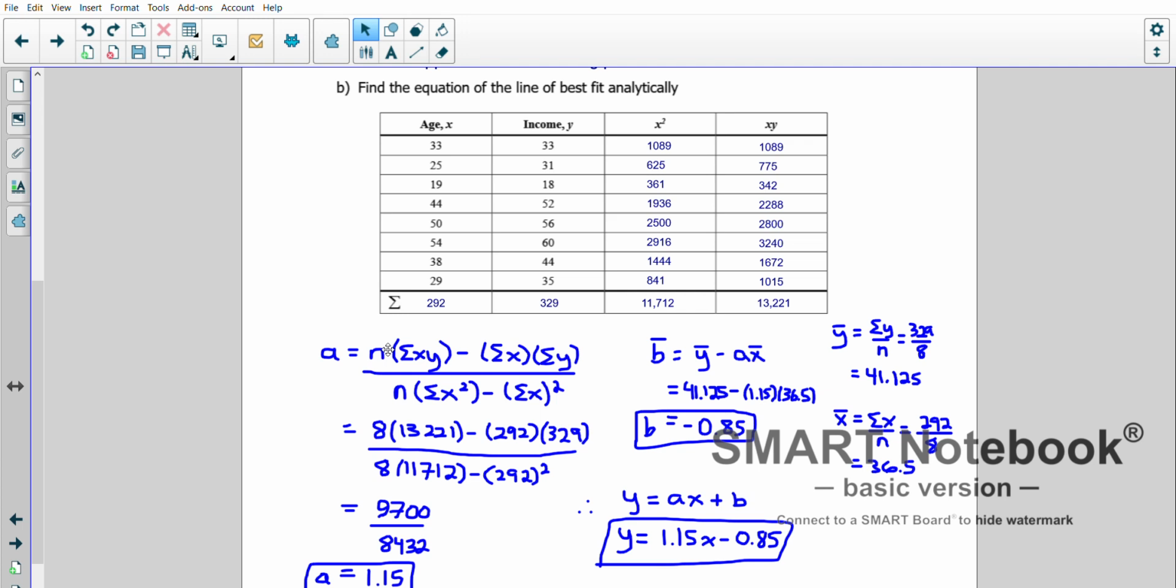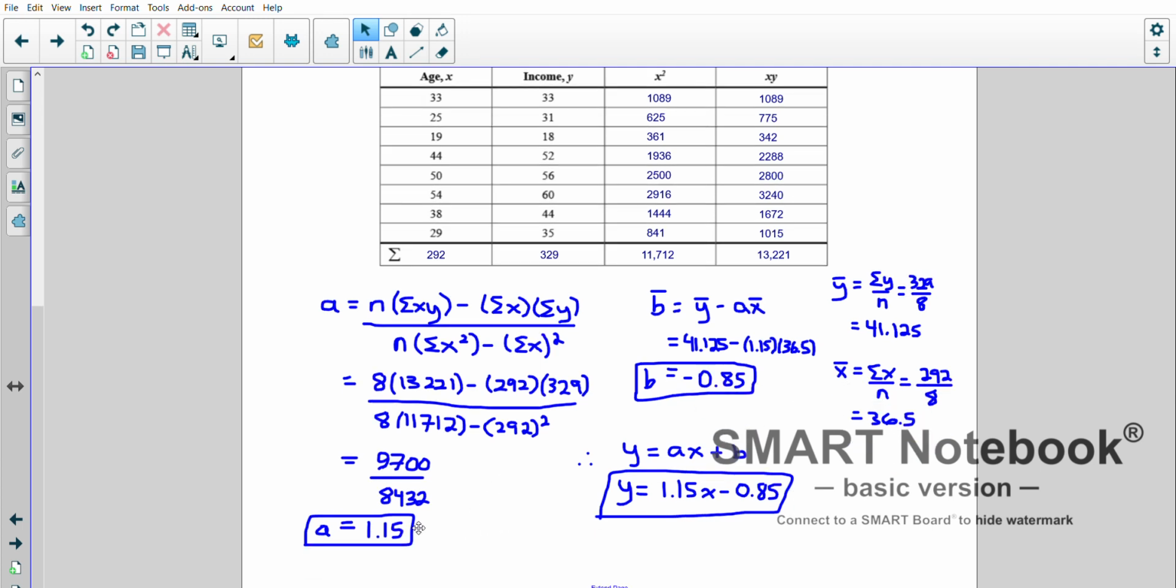So n is the number of data points, so there's 8. And then the sum of all x times y is 13,221. It's right there. The sum of x is 292. The sum of y is 329. Divide that by n, which is 8, times the sum of all the x squareds, which is 11,712, minus the sum of x, adding up x is 292. Then you square it. And when you calculate that, you get an a value of 1.15.